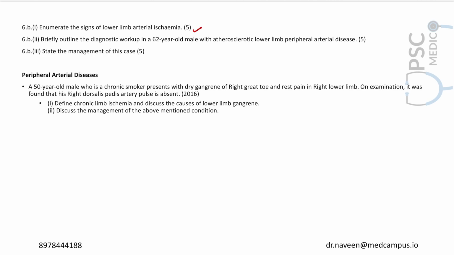Enumerate the signs of lower limb arterial ischemia. What are the different signs? The claudication, pain, and all. You have to discuss that. Diagnostic workup in a 62-year-old male with atherosclerotic lower limb PAD. Okay, peripheral vascular disease and varicose veins. Very important part from the general surgery. What is the management of this case?